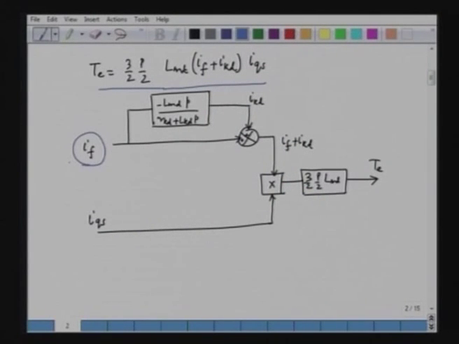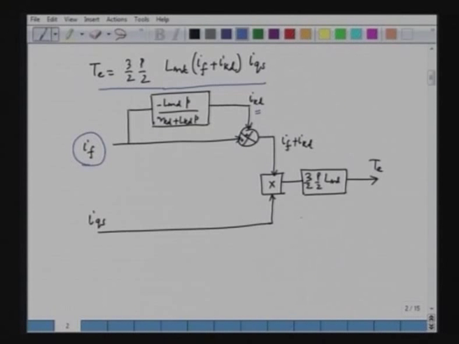When we change the field current, we will have a damper current, and the damper current will be the negative of Lmd p into If by Rkd plus Lkd p, and this damper current will be added with the field current, and that will be responsible for the torque production with the interaction of Iqs. So, here we are trying to change the torque not by changing Iqs, but by changing If.